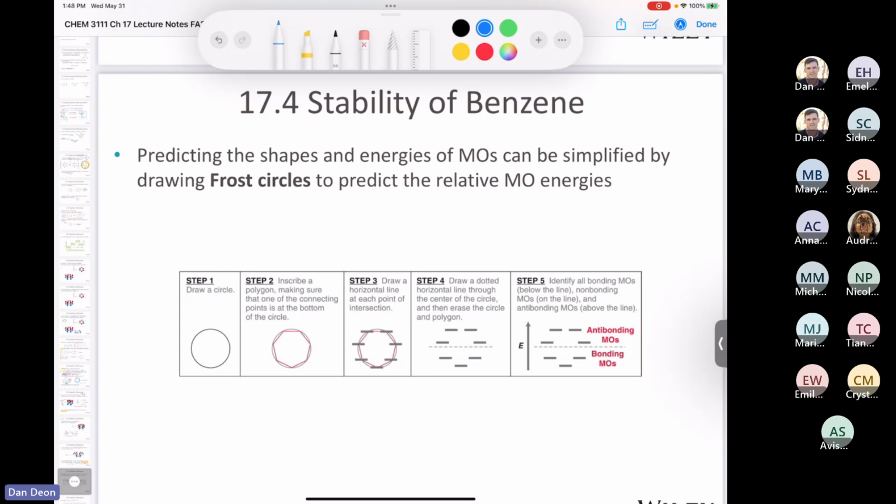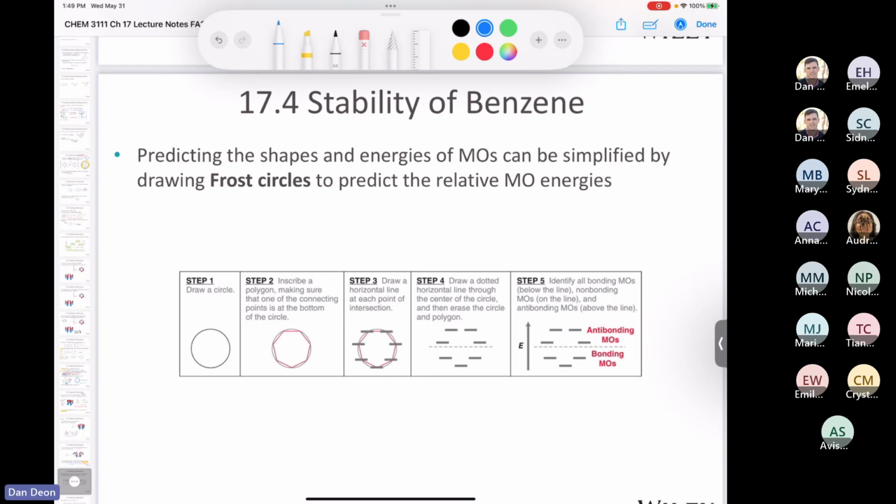However, there's a scientist by the name of Arthur Frost who developed something called the Frost circle, which allows us to draw a molecular orbital diagram for a compound to help us determine whether it's aromatic or not. And with Frost circles, you don't need any complex mathematics. It's just a couple of steps. So let me show you how you make your own Frost circle to determine whether your molecule at least has a closed shell electron configuration.